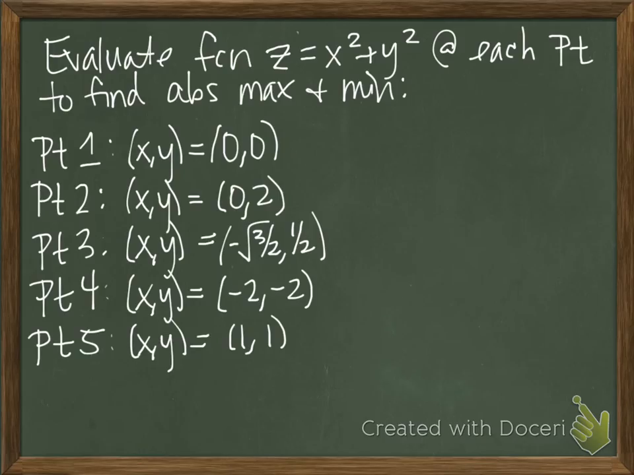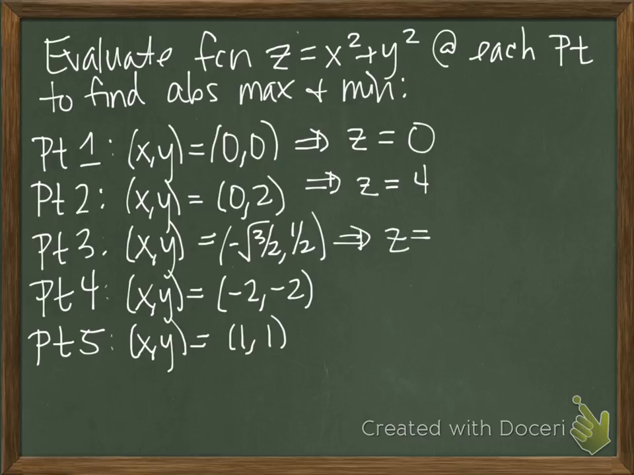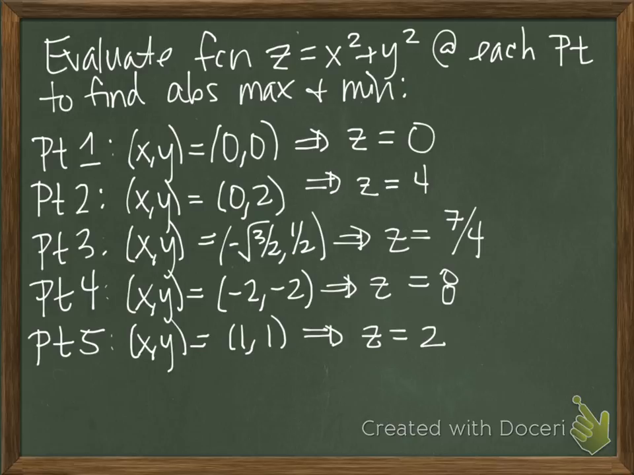Okay, so now we're at our final step. Now we're just going to evaluate the function at each point that we found so far and figure out where the function is greatest and where it's smallest. So at point 1, we can see that z is just going to be 0. Point 2, we can see that z is going to be 4. At point 3, we can see that z is going to be 7/4. And then at this endpoint here, we're going to get that z is equal to 8. And then finally at (1, 1), we get that z is 2.